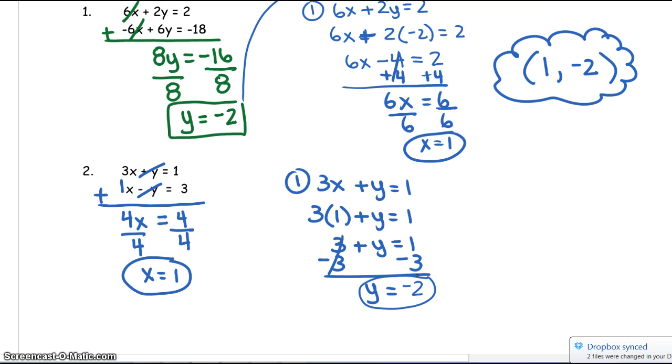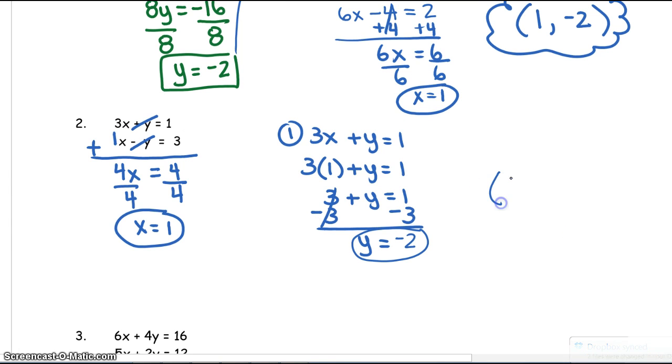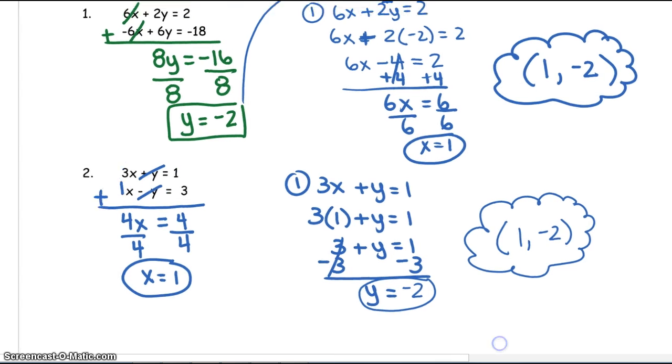Now a lot of people once again are going to be saying, oh, I'm done, but we're really not done until we write 1 comma negative 2, and that's our answer. There's no reason why these are all 1 comma negative 2. That was just craziness. It was just luck.